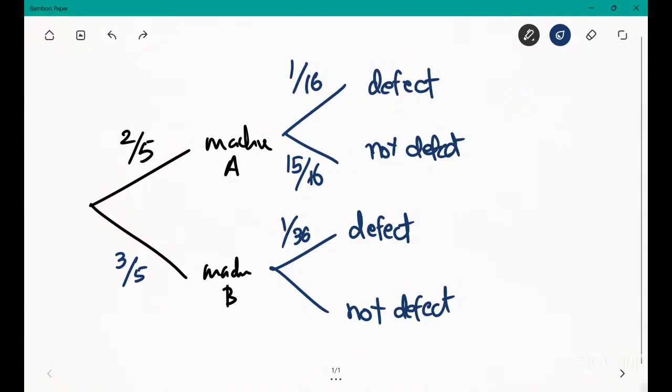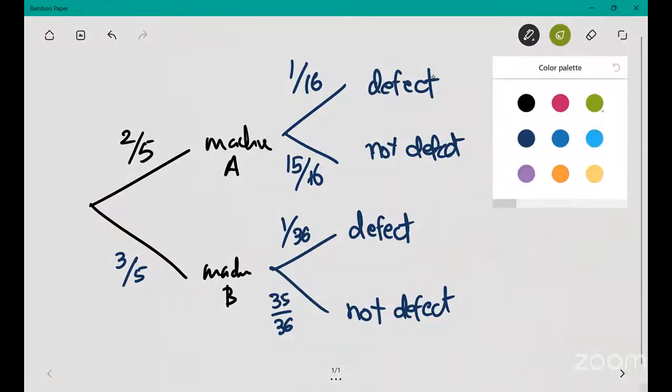Yeah. So here you'll have 35 over 36. So this is your completed tree diagram. Then they're asking us, find the probability of a toy produced by this factory without defect. So they're asking without defect any toy produced by either machine A or machine B. They haven't said a specific machine. They have only asked for without defective.